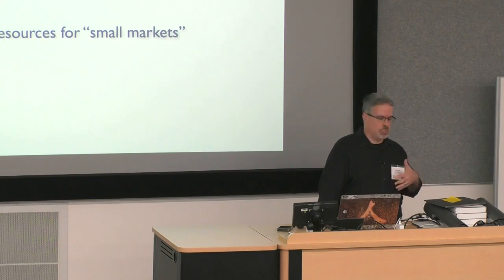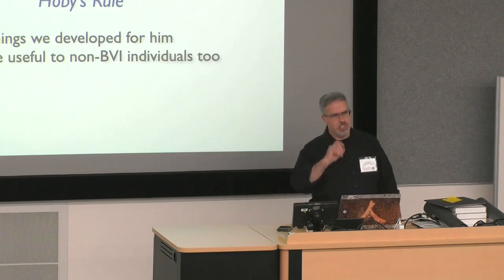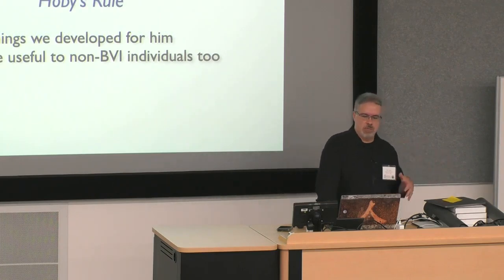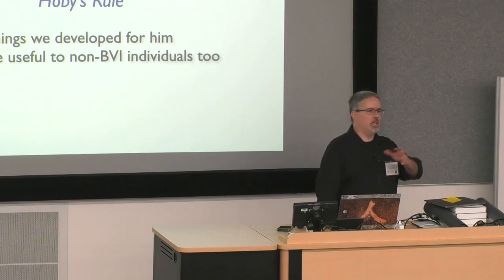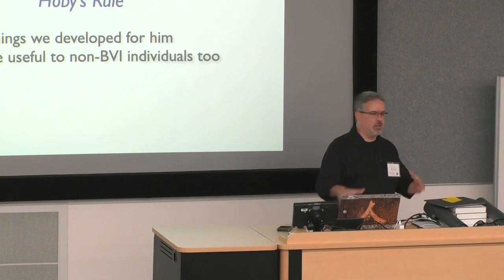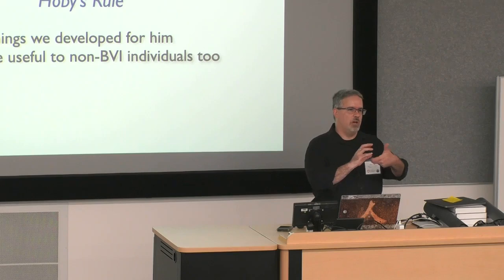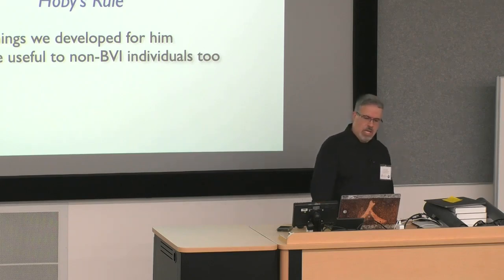So how do you get resources for small markets? Well, Hobie is very practical, and we had what we called Hobie's rule. His rule was anything we develop for him has to be useful to people who can see as well. Everything I told you, 3D printing of molecules and the 3D scanning that we want to develop, would be and is completely useful to someone who can see. I love holding models of my molecules, and I get a lot out of that beyond looking at a computer screen. That is a very practical consideration.